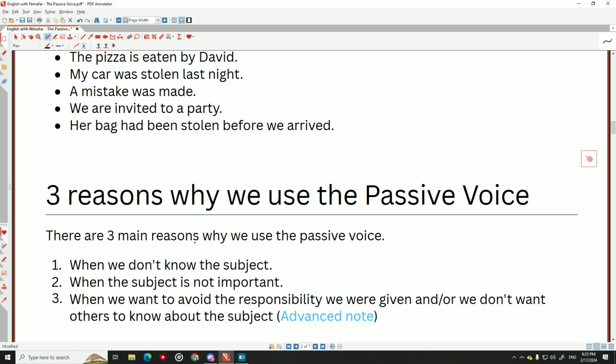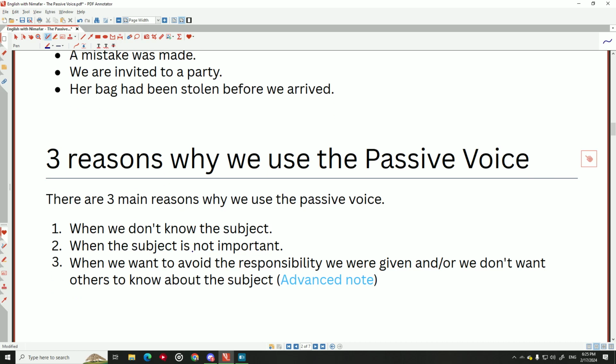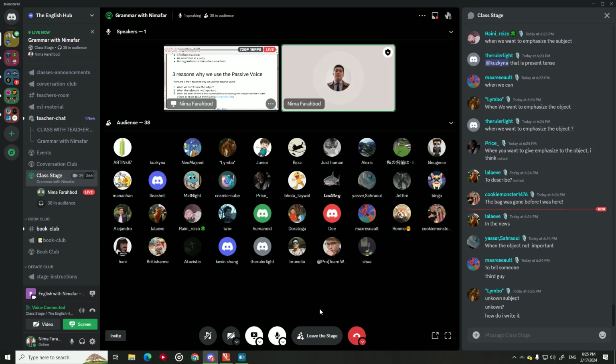You don't have a subject, so you have to talk about the object. When you don't know who did it, like someone stole my car: my car was stolen. Two, when the subject is not important. Sometimes you know the subject.